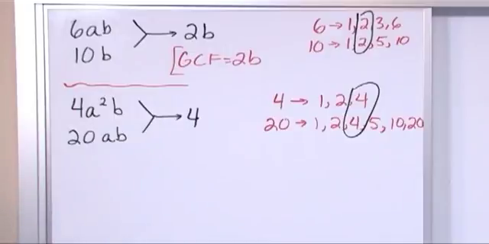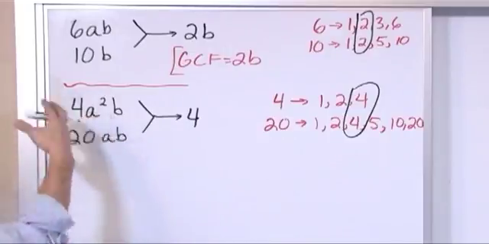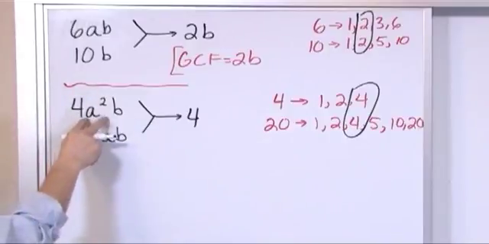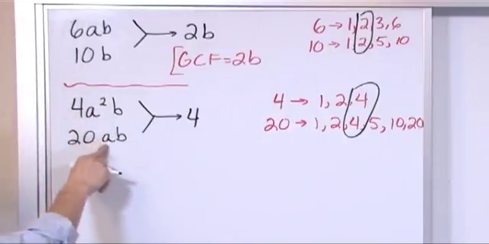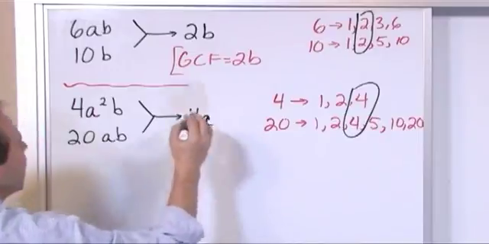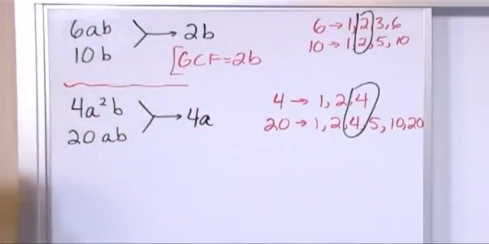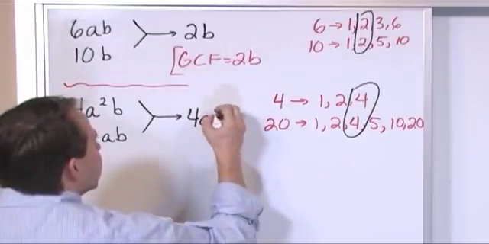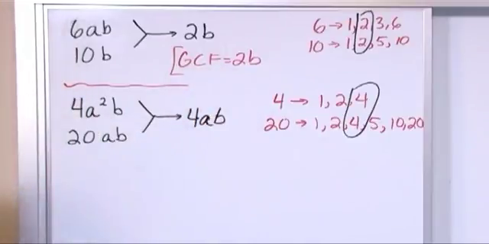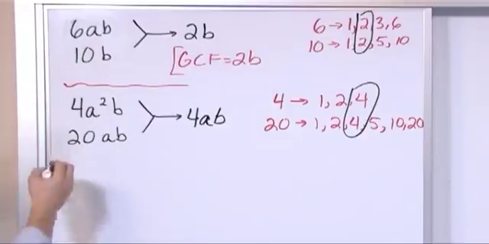Now, you just start to look at the letters. Well, you have an a squared up here and you have an a. But when you have a squared, that's like a times a. So really there are two a's up here multiplied together, but there's only one down here. So we only have one a in common with both. We have one b in common with both. So we're going to have b like that. So the answer is 4 times a times b.